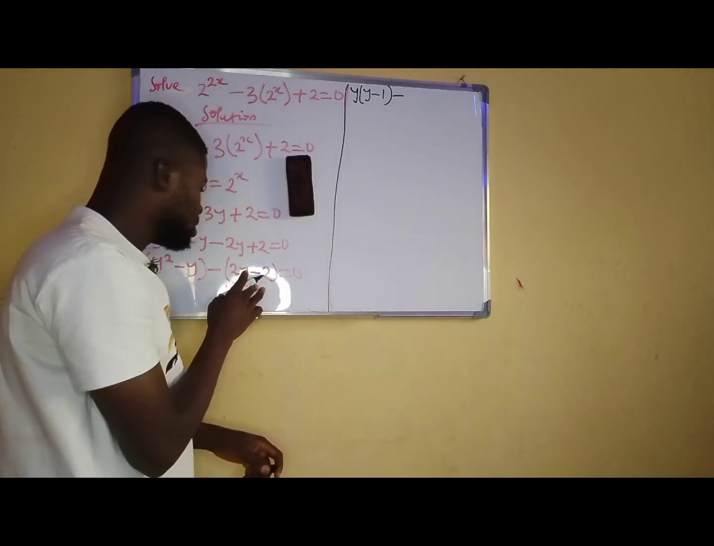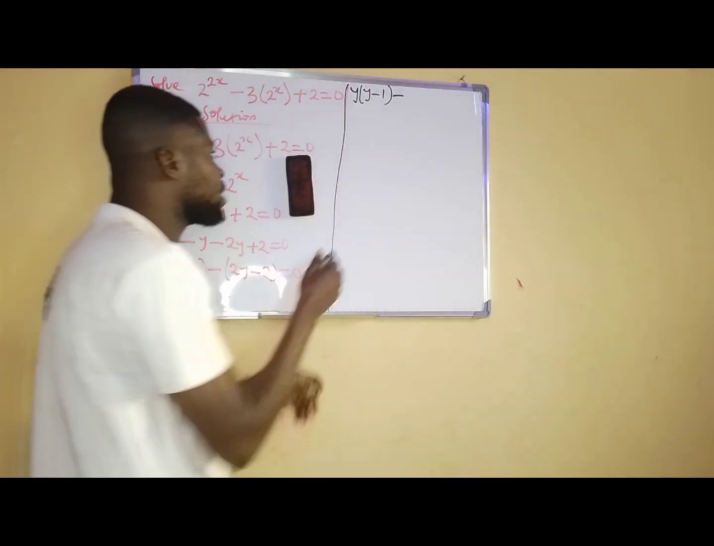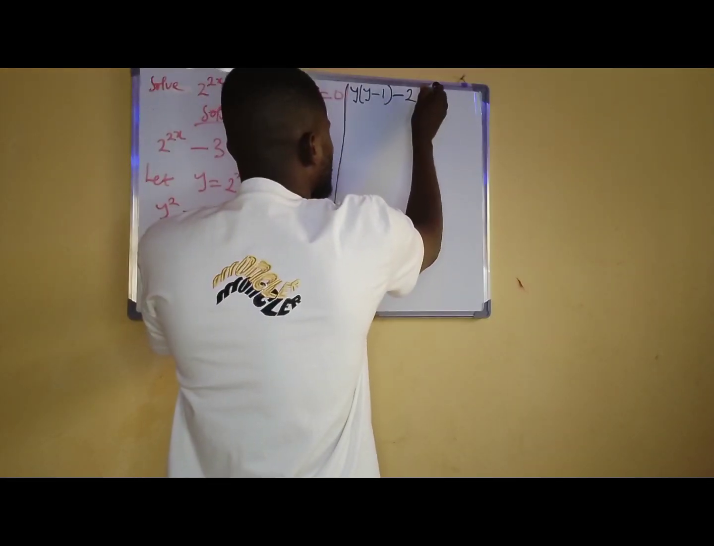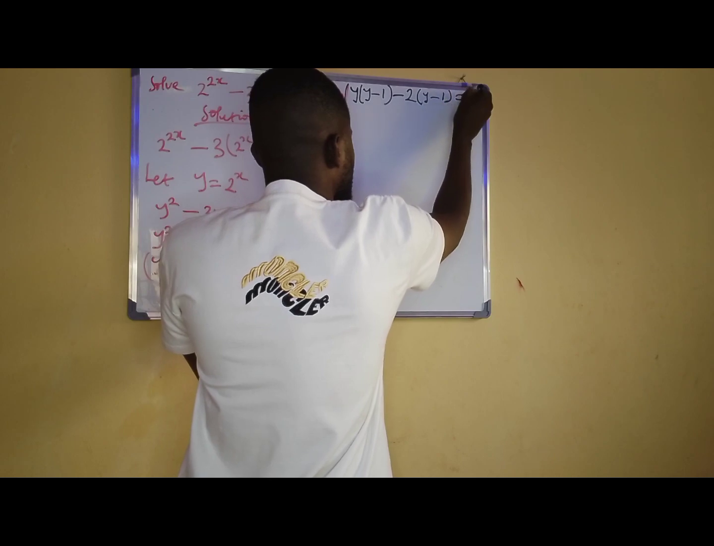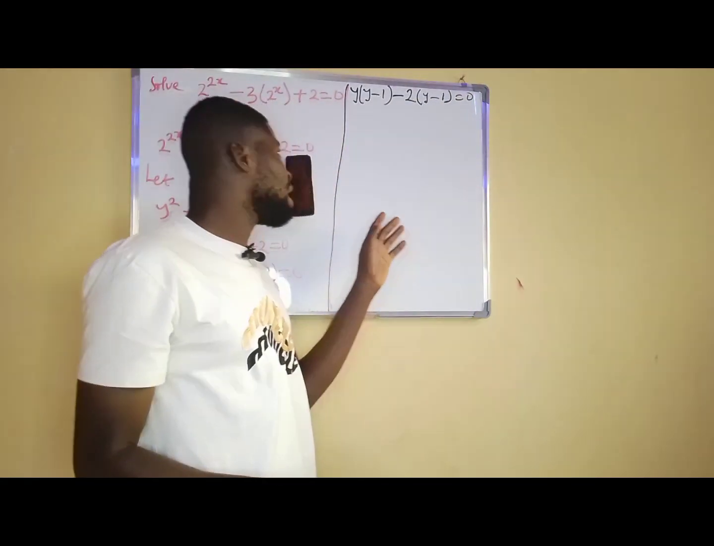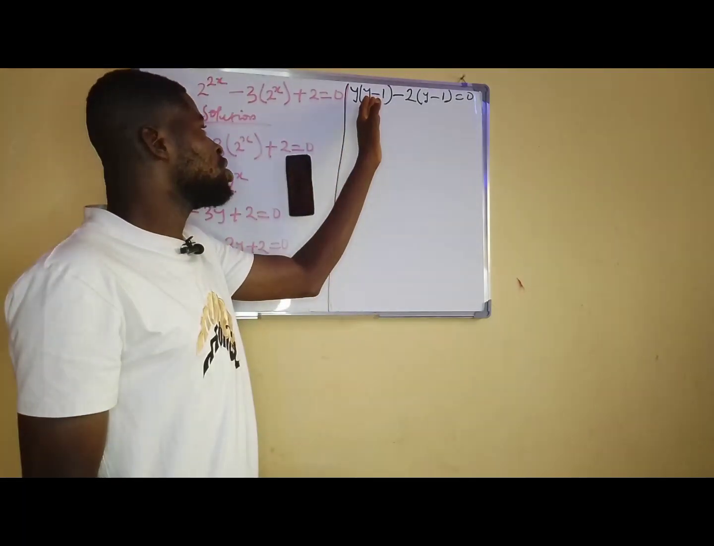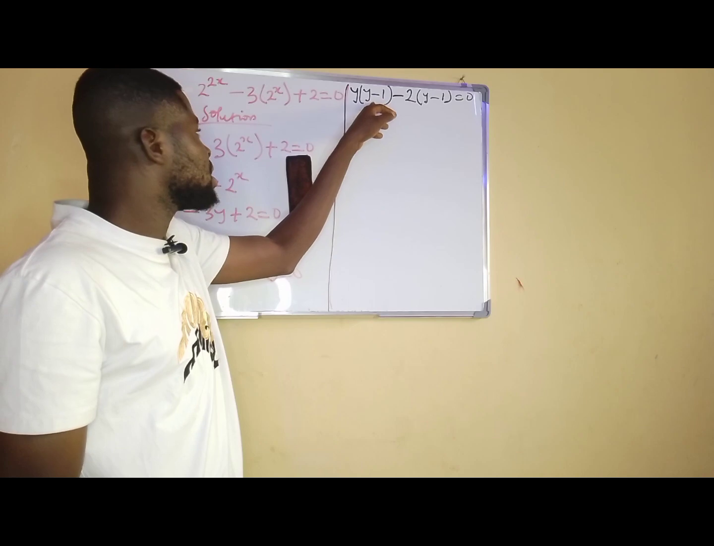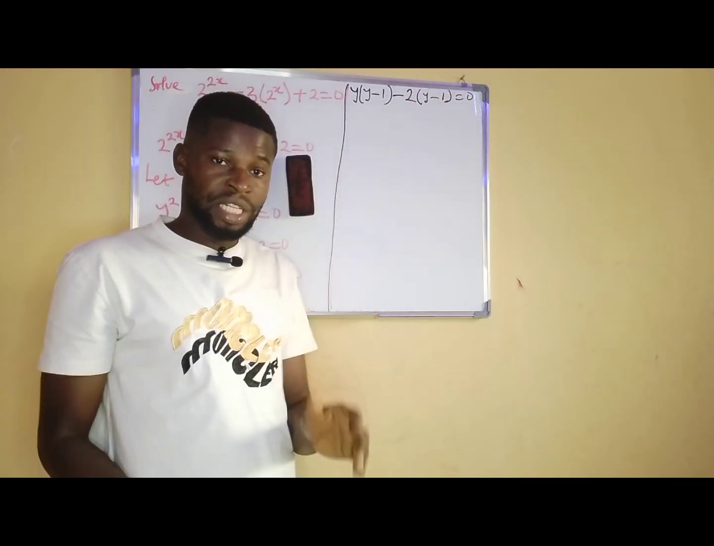Minus. In the second bracket, what do they have in common? It is 2. You factor out 2 in the bracket: 2 minus 1, and this is equal to 0. Notice, it's expected that after this factorization, what is inside this bracket and what is inside this one must be the same thing.